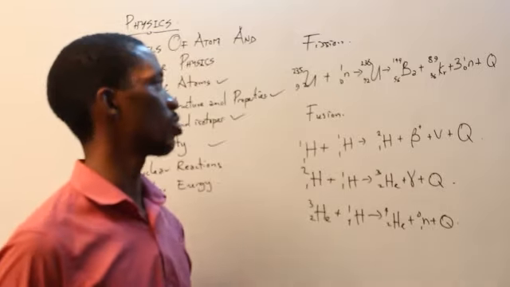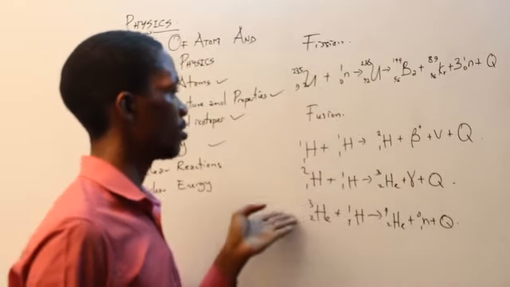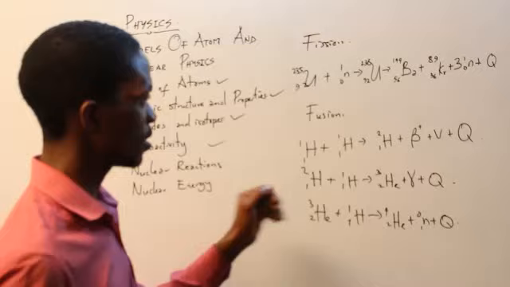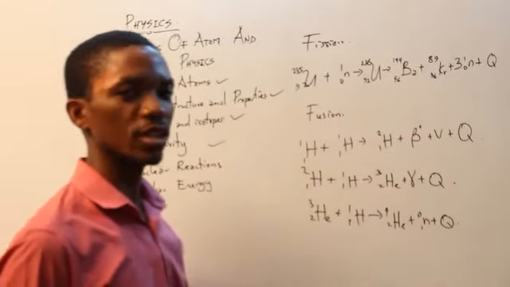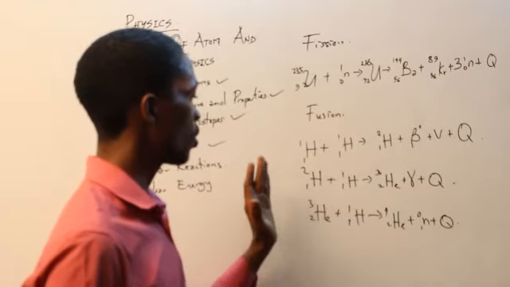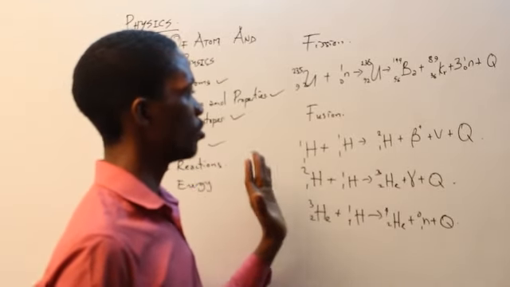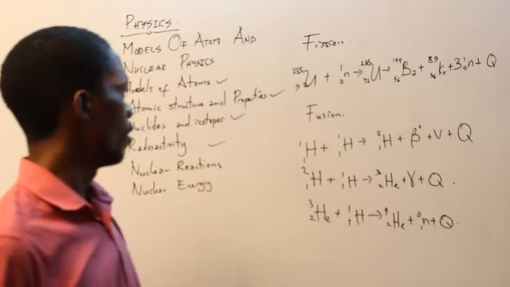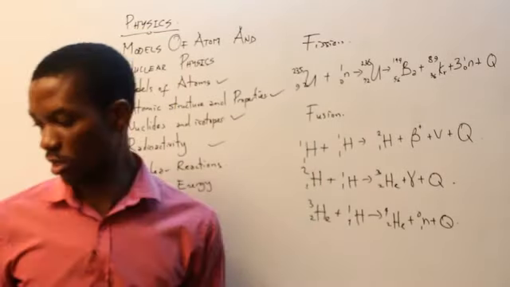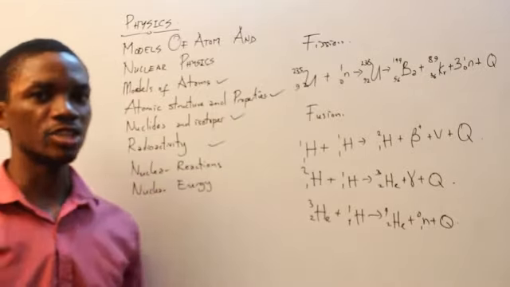There will be release of energy in both fission and fusion. But of course, if you look at it, this one has just one energy, and here we have 1, 2, 3 different levels of energy. So we have much higher energy being released from nuclear fusion compared to nuclear fission.